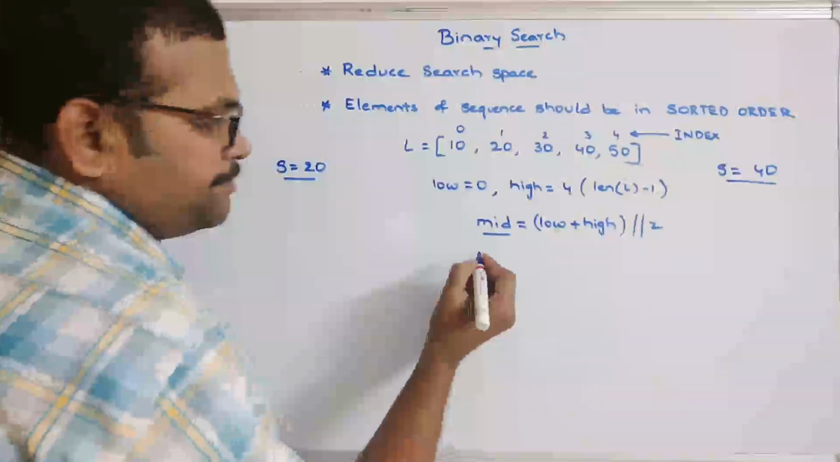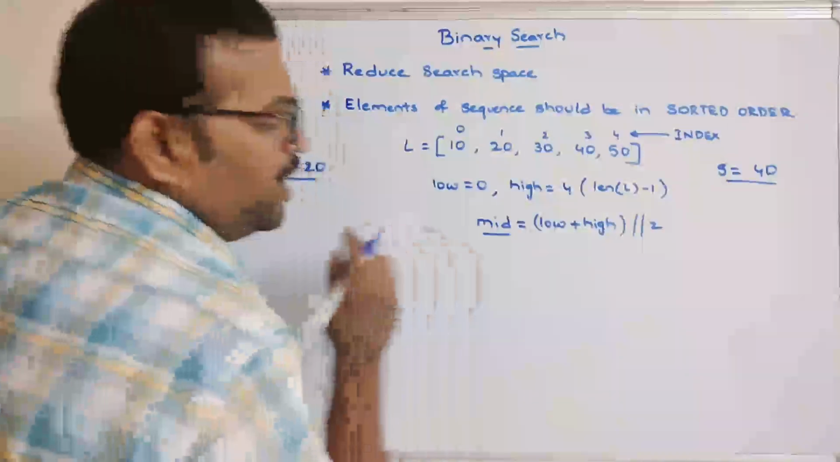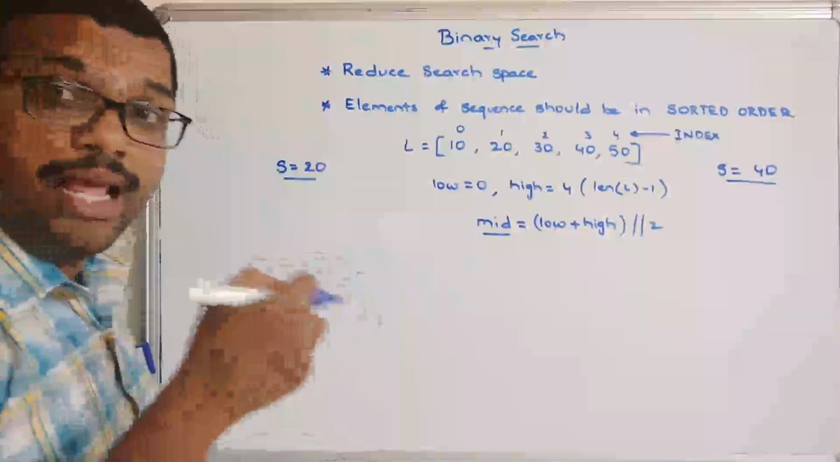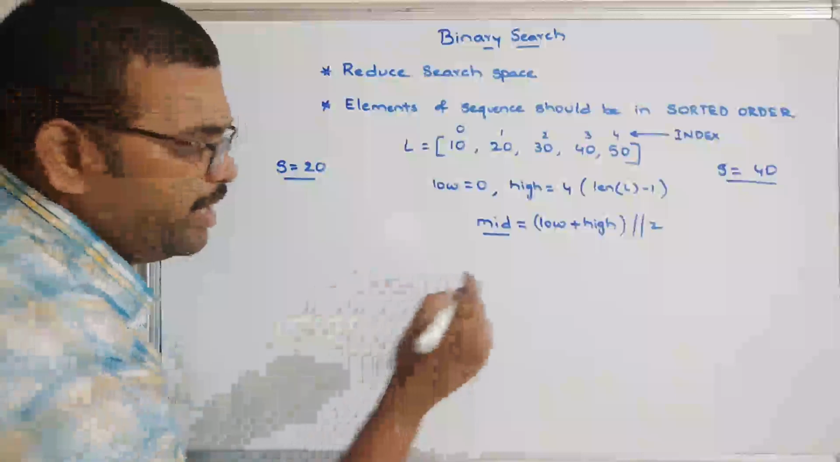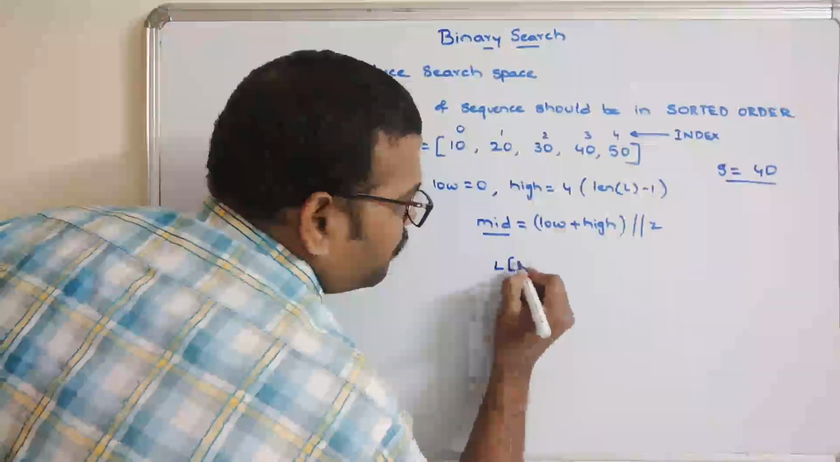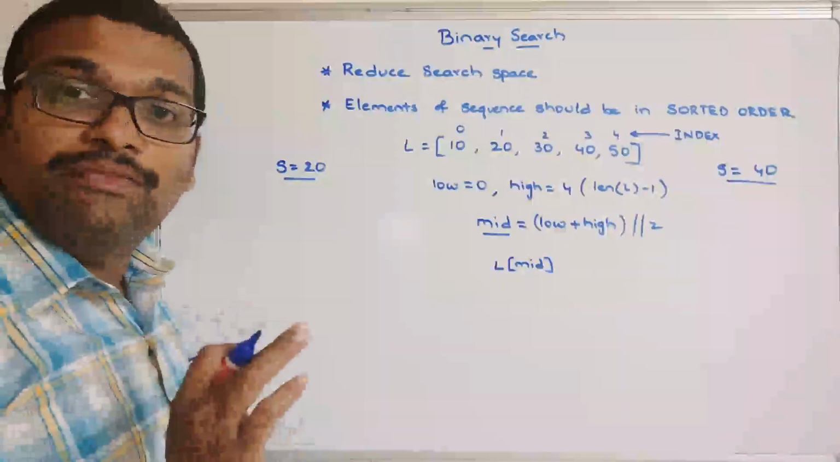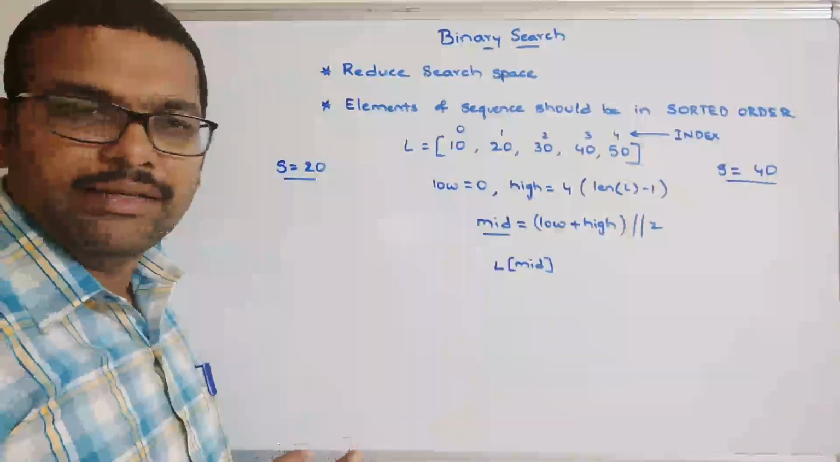So one thing, here we can compare the mid value. How can we get the middle element, not the index, the middle element? L of mid will give the element, not the index, right?